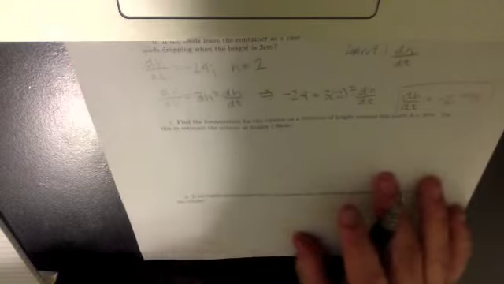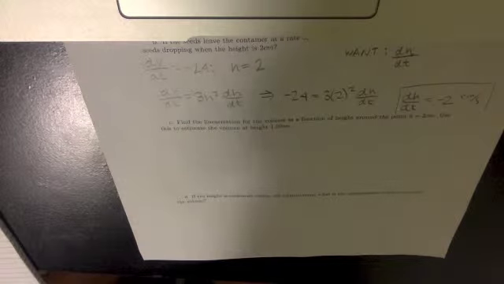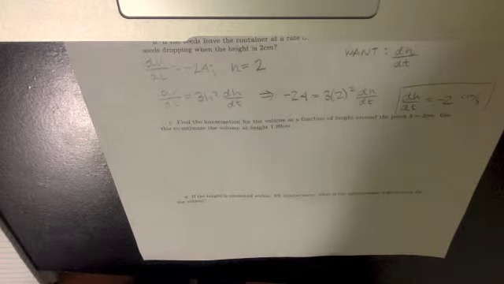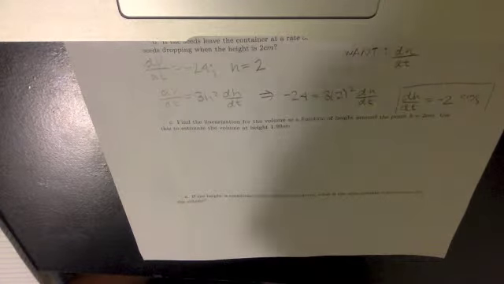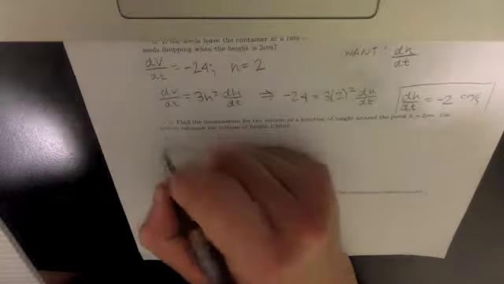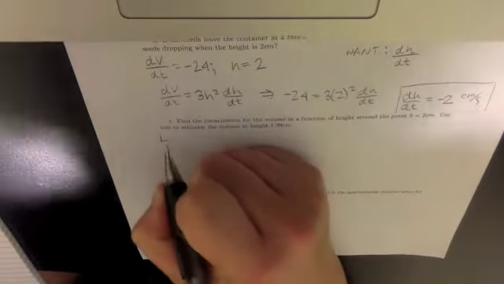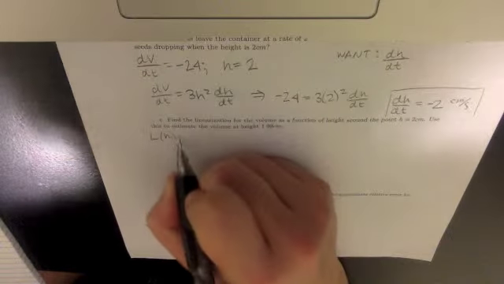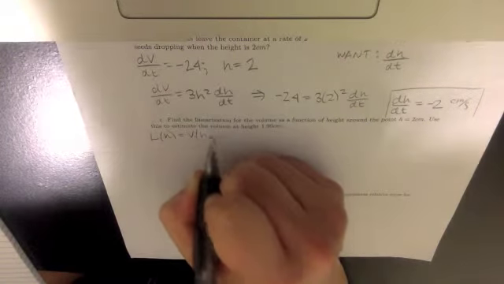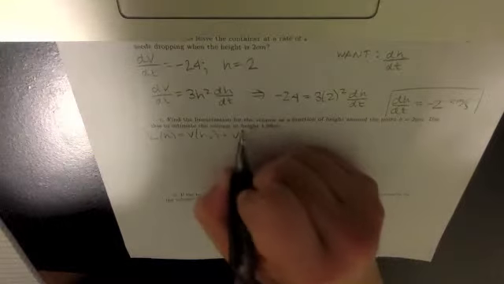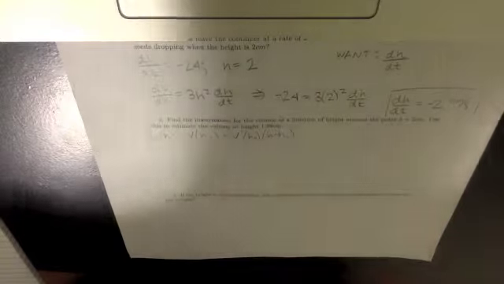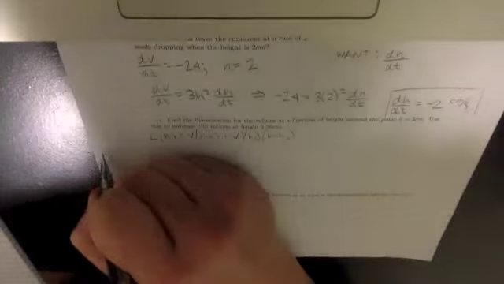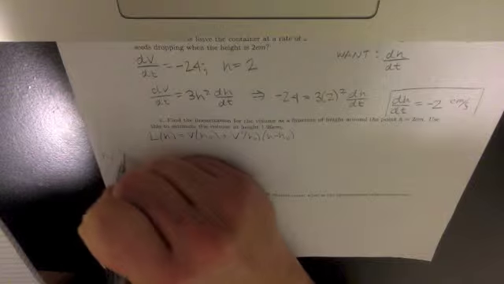Okay, the next problem asks for the linearization for the volume as a function of height around the point h equals 2 centimeters. Use this to estimate the volume at height 1.99 centimeters. Okay, the equation for the linearization, that's just the tangent line, L of h is equal to V of h naught plus V prime of h naught times h minus h naught. Okay, now notice our specific case is h naught is equal to 2.